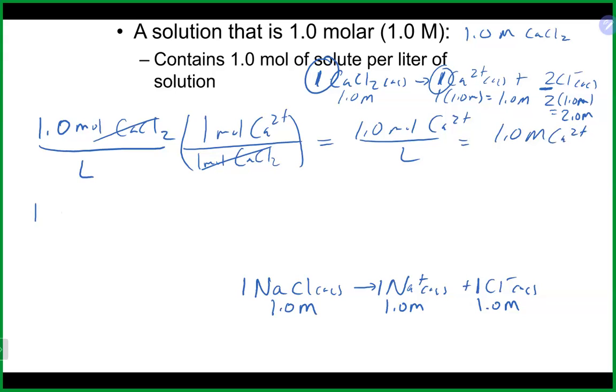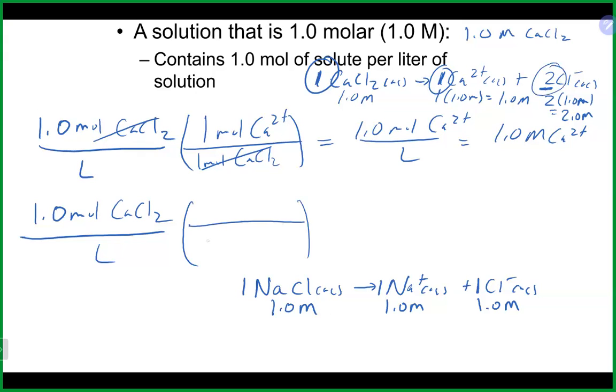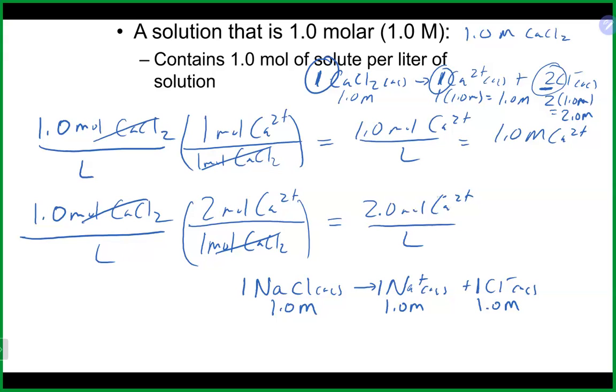When I do the same calculation for my chloride, it is again a 1 to 2 relationship. So for 1 mole of the whole thing, I get 2 moles of the chloride ion. Moles cancel, gives me 2 moles of chloride per liter. Not calcium, but chloride. Sorry. Chloride. There we go. Which would give me 2 molar of the chloride ion. So that's the long version.